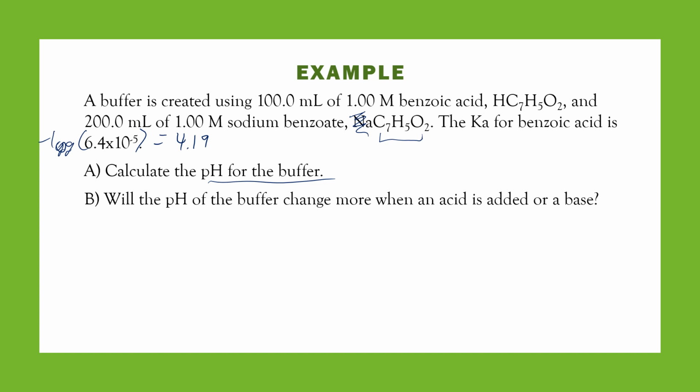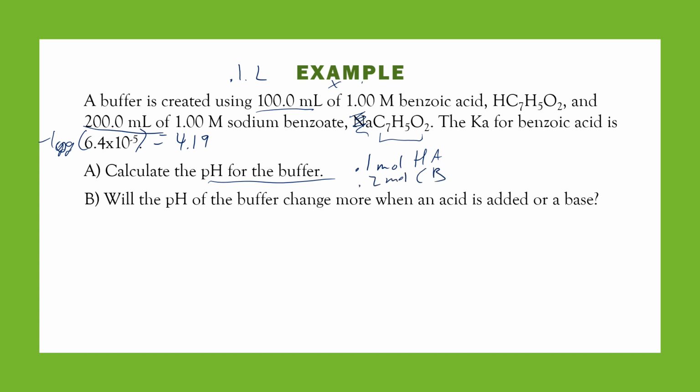Also, we're adding these two things together. This one is 100 milliliters of acid, 200 milliliters of base. We need to find the moles of both of those things, so that when we add them together and create 300 milliliters, we know how many moles are present. So you're going to do the 0.1 liters of the acid times the 1 molar, which will give us 0.1 moles of our acid. And then 0.2 liters here for the base times 1 molar will give us 0.2 moles of the conjugate base.